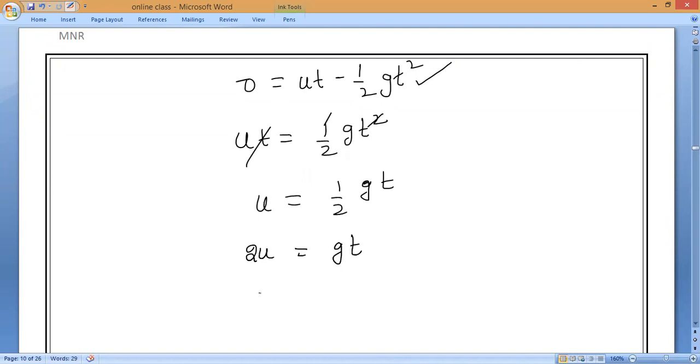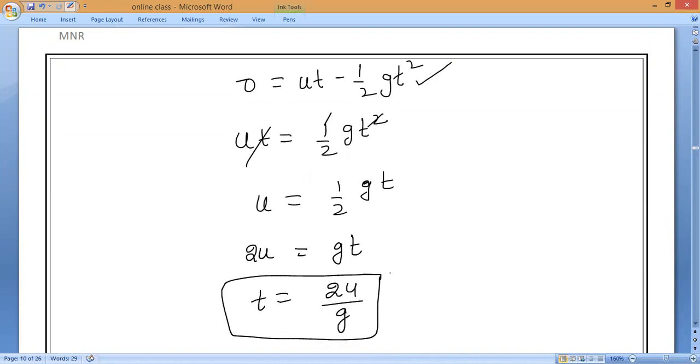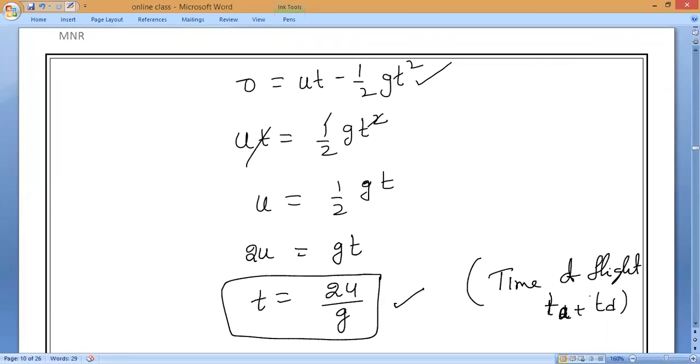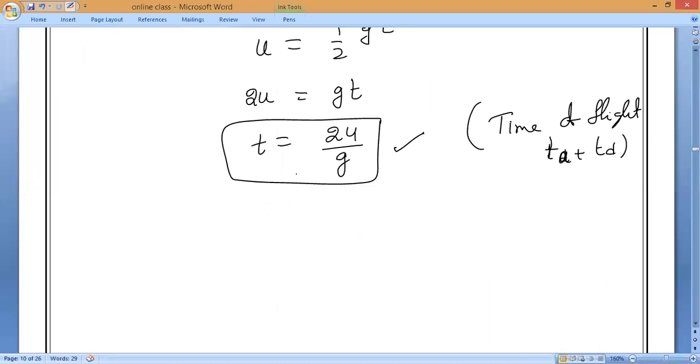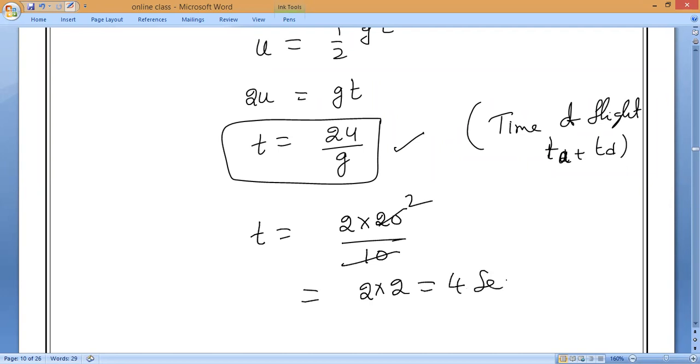Now, we want the time period. So time is equal to what will come, guys? 2u by g. This is only the formula for what? Time of flight. So again, the same thing you are getting: time of ascent plus time of descent. Both you got the same formula. Now you will substitute. T is equal to 2 into 20 divided by 10. So 2 into 2, which is equal to how many seconds? 4 seconds. Any doubt?